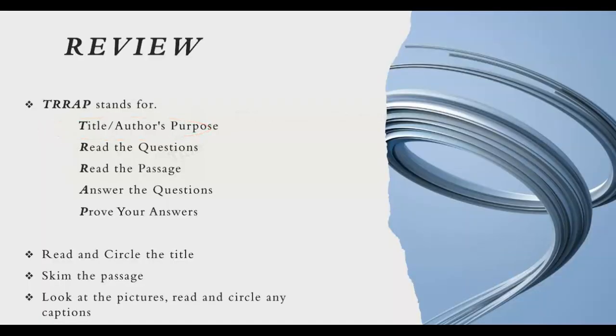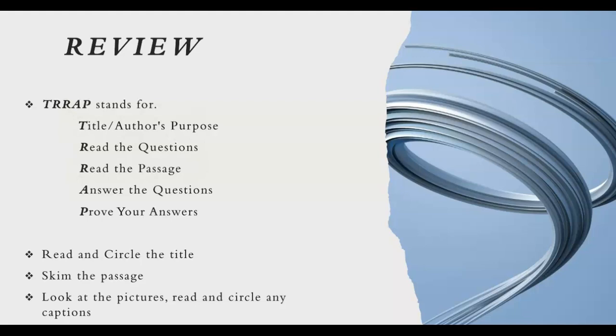As a review, we've started talking about the TRAP strategy for STAR reading passages. And remember, TRAP stands for title, read the question, read the passage, answer the questions, improve your answers. For the first step, the T in TRAP, we're going to read and circle the title of the passage. We're going to skim the passage, which is reading quickly, just glancing through and looking for any distinguishable words or patterns or dates, things like that can help us determine what the author's purpose is.